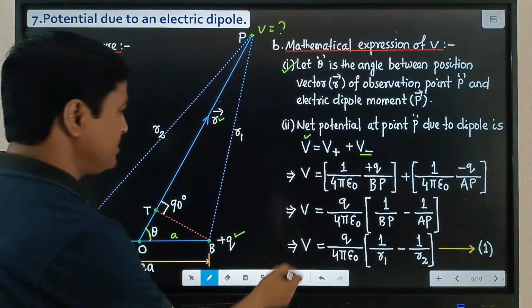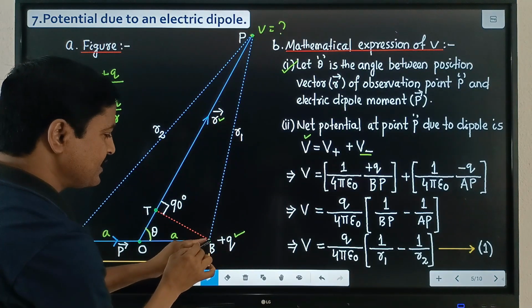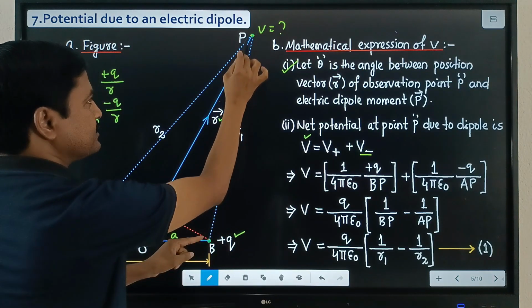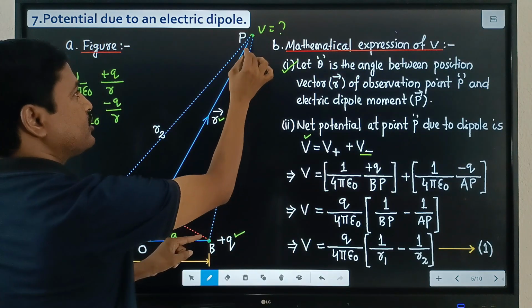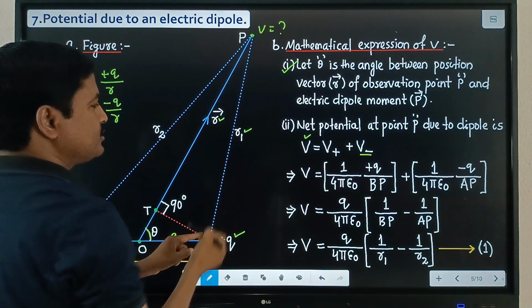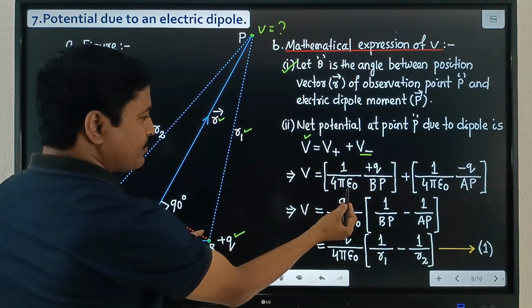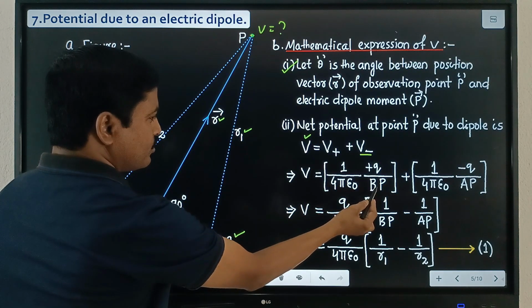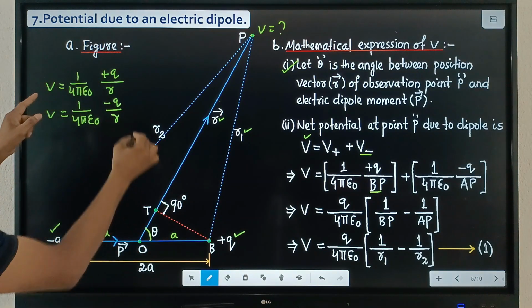V plus means the potential at point P due to the plus Q charge. This is the distance between the charge and the observation point, and we write that distance as r1. So in place of V plus, we write 1 divided by 4 pi epsilon 0, charge plus Q, divided by the distance, which is BP. We applied this formula.